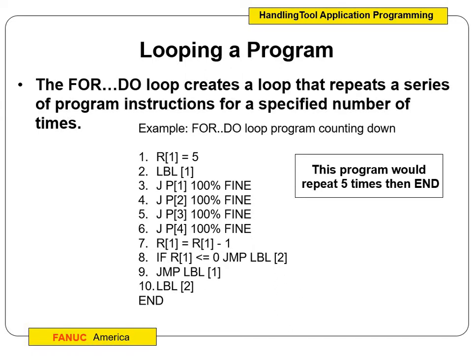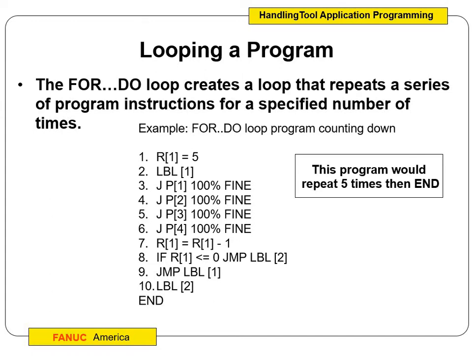Here's another way of writing the same type of program. Instead of incrementing, we're going to decrement. So we're going to decrease a register. You might like this method better. We're going to define register 1 as 5. And then we're going to have our jump label. We're going to draw our box.